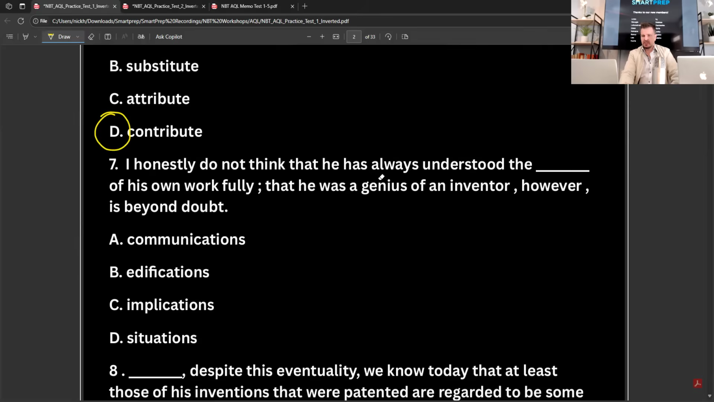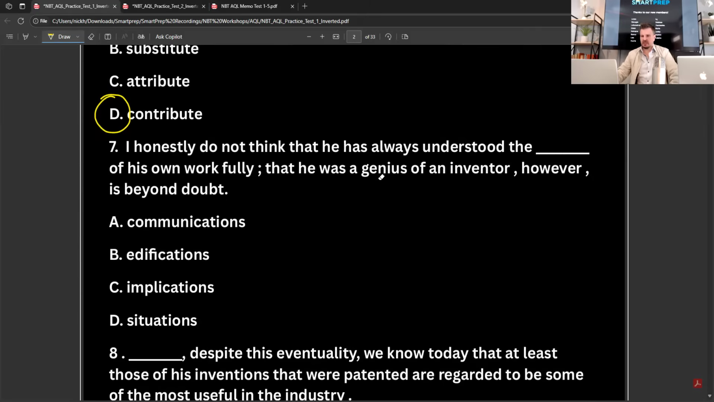All right. I honestly do not think that he has always understood the something of his own work fully. And then the rest of it, that he was a genius of invention, is not as important as this first part. I honestly don't think that he has always understood the communications of his own work fully, the edifications of his own work fully, right? So edifications is not the correct word. That may be one that a lot of people don't know what that means. Edifications means to enrich yourself intellectually or morally, right?